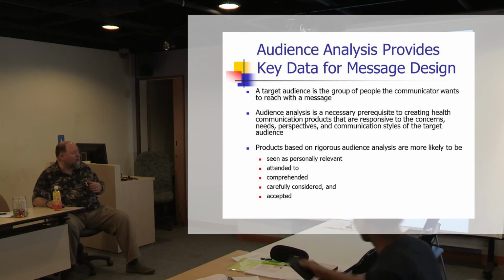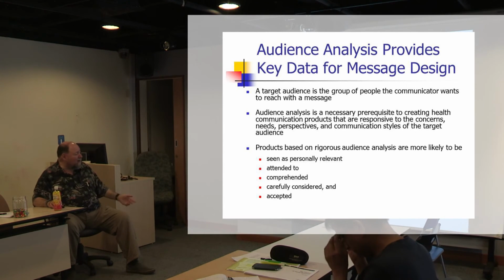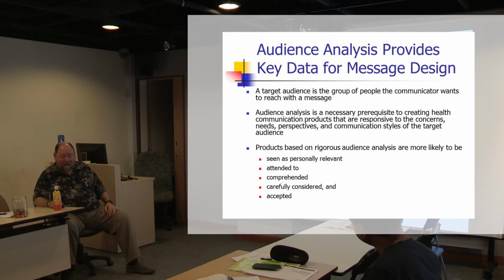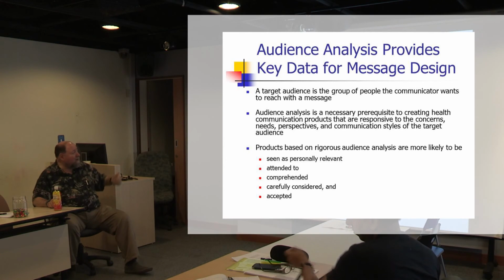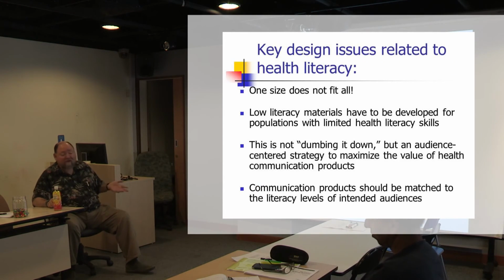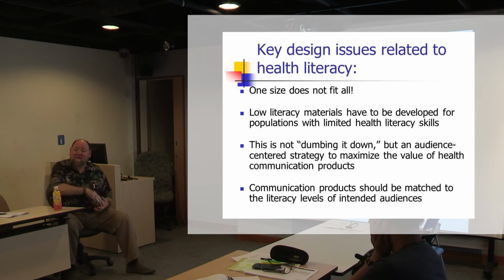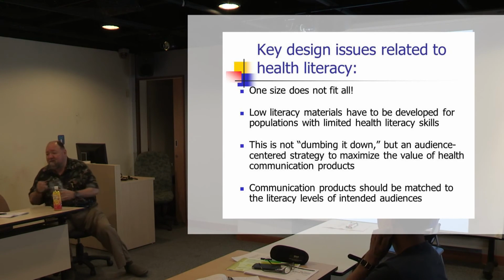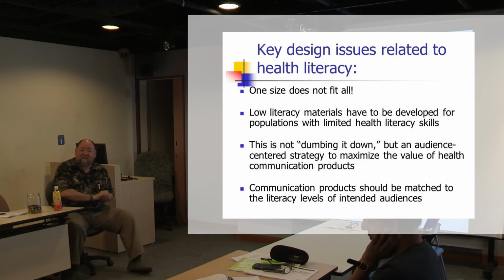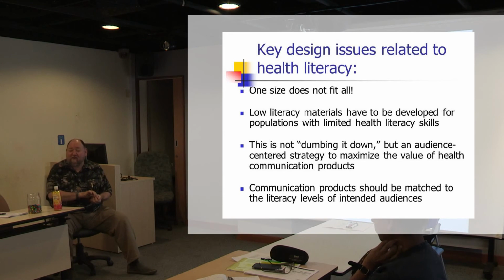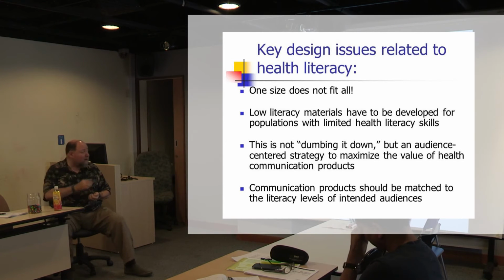Products based on rigorous audience analysis are likely to achieve key goals, being personally relevant and promoting attention, comprehension, consideration, and then accepting the messages. Basically, this is saying that we can achieve McGuire's goals if we do good audience analysis. A key issue is that one size does not fit all, which is not a happy thing that people want to hear, because they want to do one simple, pervasive, inexpensive, widely used intervention for everybody. Everybody wants to do this, but I'm basically bursting their bubble whenever I go and say no, that's not going to work.